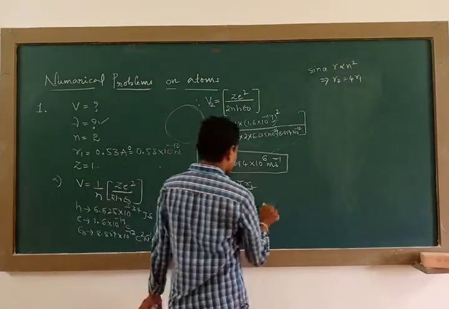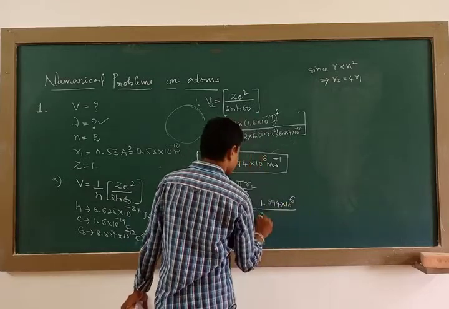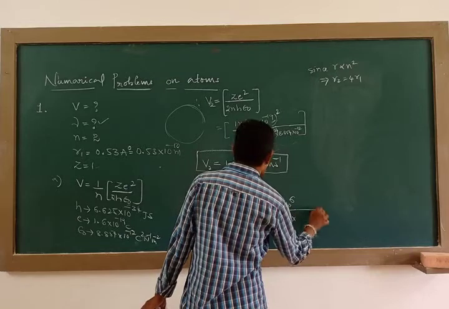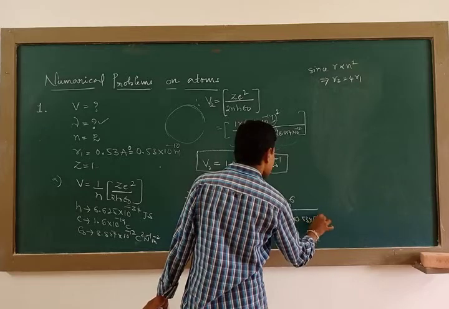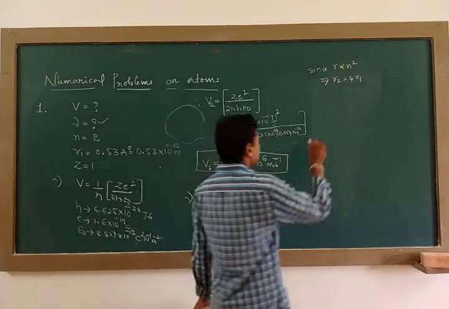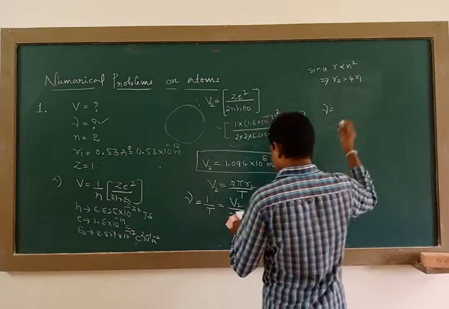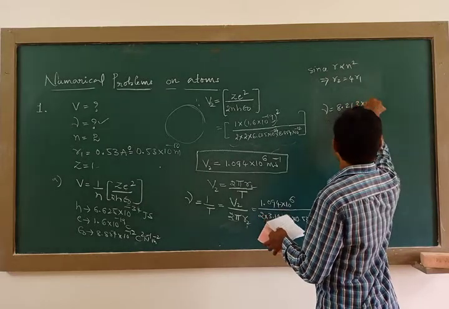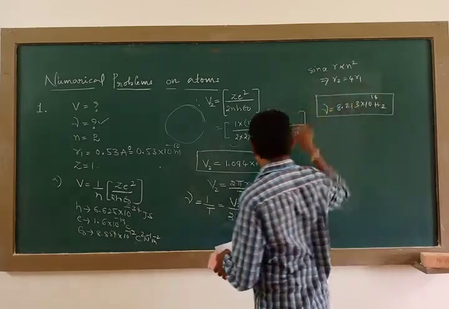So V2 is 1.094 into 10 raised to 6, divided by 2 into 3.14 into r2, that is 4 into 0.53 into 10 raised to minus 10 meter. If you simplify this, you are going to get the frequency nu. I have solved it, and the value of frequency is found to be 8.213 into 10 raised to 14 hertz. You simplify it, you are going to get this value.